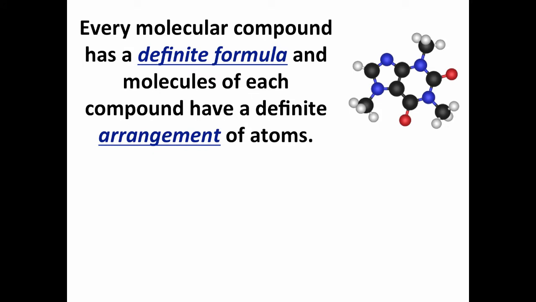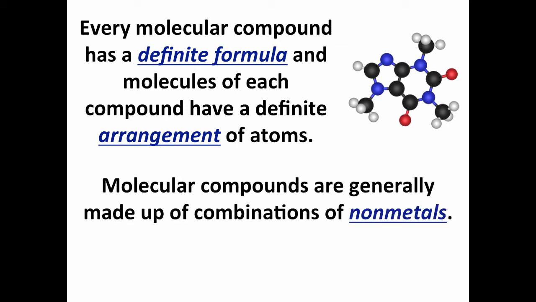It's important to note that not only does every molecular compound have a definite formula, like caffeine has the formula C8H10N4O2, but also molecules of a given compound have a very definite arrangement of atoms. This is a representation of a molecule of caffeine, and it has to have those 8 carbons, 10 hydrogens, 4 nitrogens, and 2 oxygens arranged in exactly this way for it to be caffeine. It's certainly possible to have those numbers of those types of atoms arranged differently, but if so, that is not going to be a molecule of caffeine. It could be a molecule of some other substance.